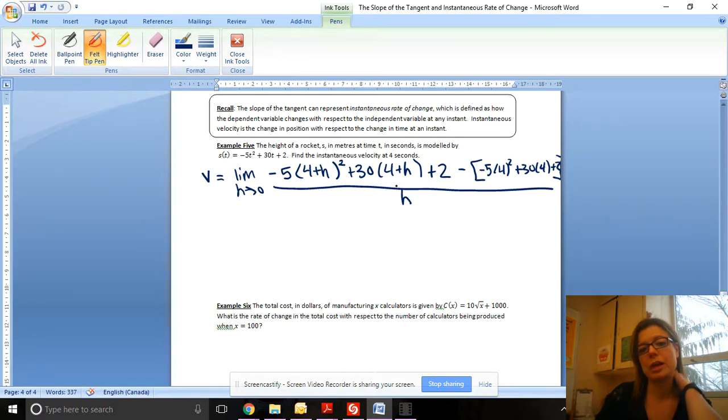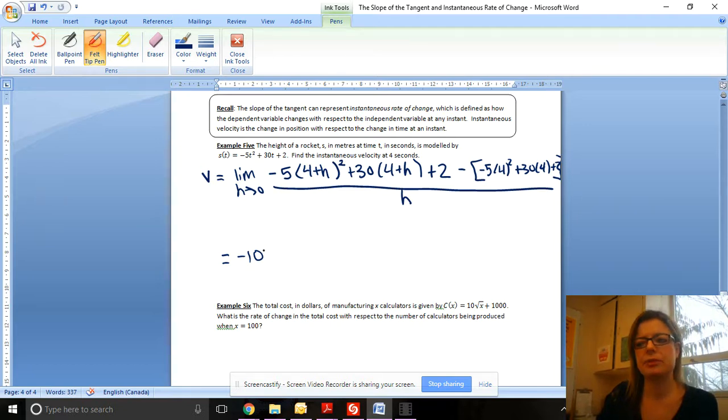Okay, so I'm going to challenge you guys to actually finish that and solve it. You should get that your final answer is negative 10. Okay, so when you go through and solve this, you get negative 10. Please actually do it. Make sure you get that.